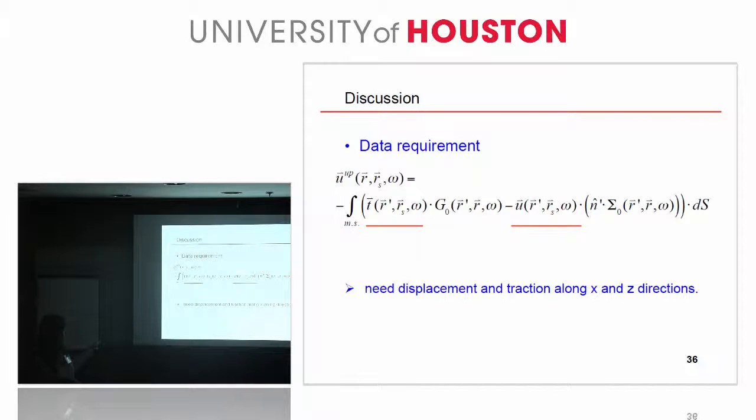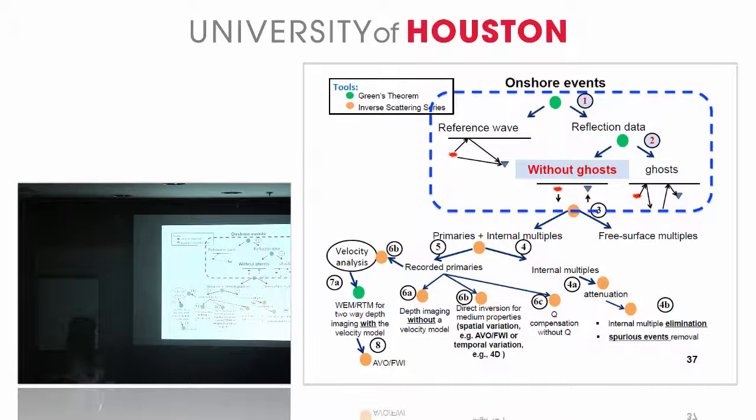From this formula, we can see that in order to apply this algorithm, we need to have the displacement, and we also need to have your traction. For both terms we need their components along x and z directions. And as I mentioned, for the traction t, you can either measure it or calculate it with Hooke's law. And until now, we have shown you two data sets for the Green's theorem wave separation.